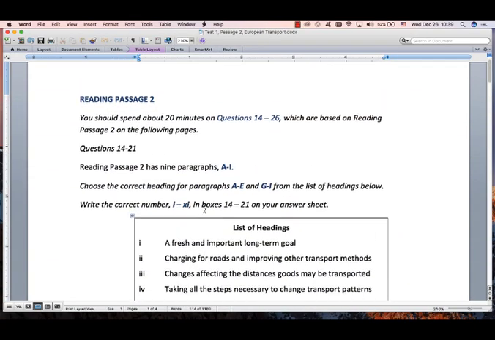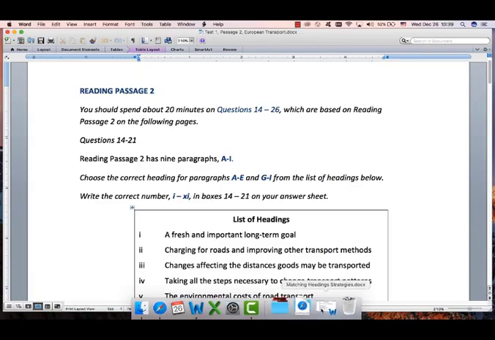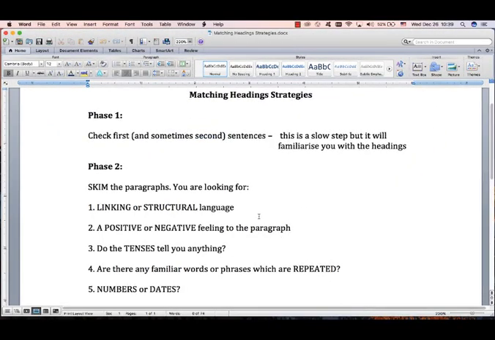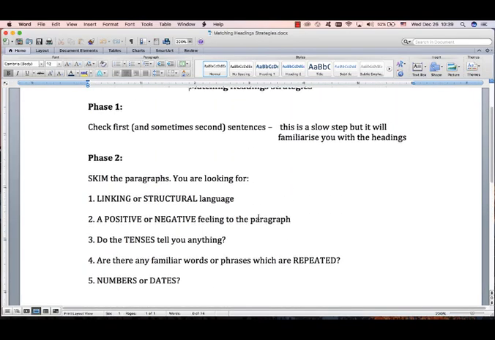Now, if you've seen my YouTube video about matching headings, you might remember this document over here. We have this 3-phase process. If you haven't watched the video, go and watch it. It should help you a lot. In the first phase, we're going to check the first sentences and see if we can knock out any easy ones. We're going to compare them one by one to the headings.